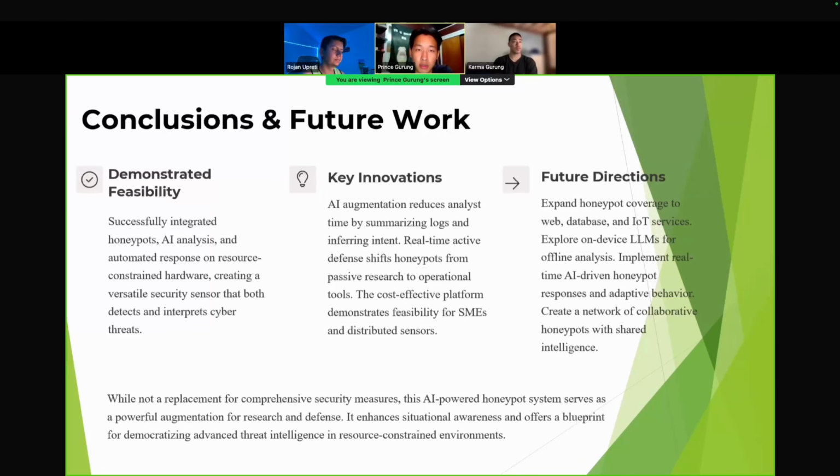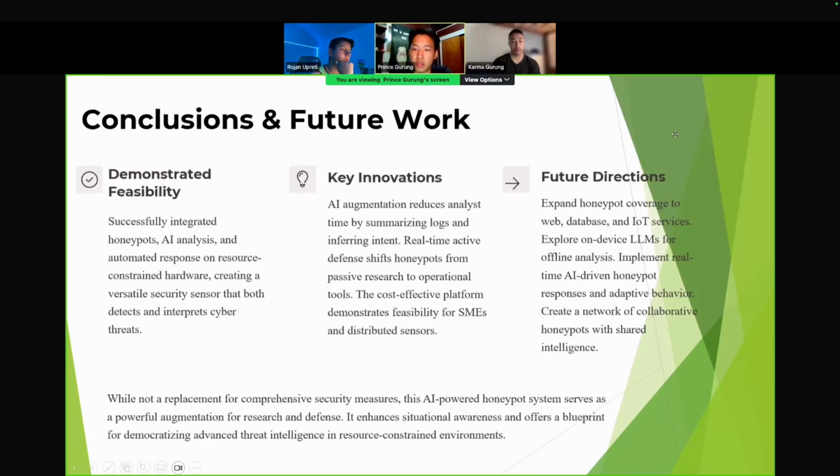Some of the conclusions and future directions are as follows. It demonstrated feasibility. We successfully integrated honeypot AI analysis and automated response on resource-constrained hardware, creating a versatile security sensor that both detects and interprets cyber threats. Some of the key innovations we were able to conclude were: AI augmentation reduces analyst time by summarizing logs and inferring intent, and real-time active defense moves honeypots from passive research to operational tools. This is also a very cost-effective platform, and demonstrates feasibility for SMEs and distributed sensors.